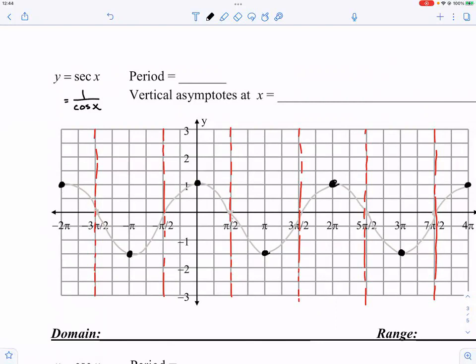And now here comes the very simple yet philosophical question. If the denominator, in this case, which is cosine x, becomes smaller, what happens to the value of the entire fraction? Okay, if the value of the denominator becomes smaller, the value of the entire fraction will go up.